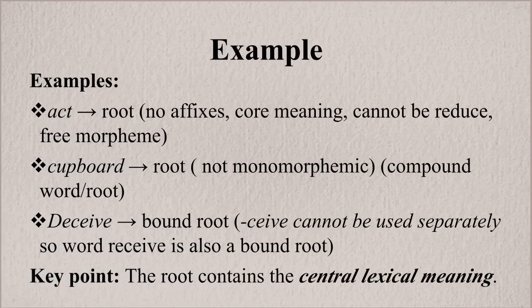Let's take a look at some examples. The word act is a root. It has no affixes, carries the core meaning, cannot be further reduced, and it's a free morpheme. The word cupboard is a root. It is not monomorphemic as it is comprised of 2 parts, cup and board. So we call such a root a compound word or root, which is the mixture of 2. The word deceive is a root but a bound root, because the part ceive cannot be used separately. So the word receive is also a bound root. The key point here is the root contains the central lexical meaning of the word.